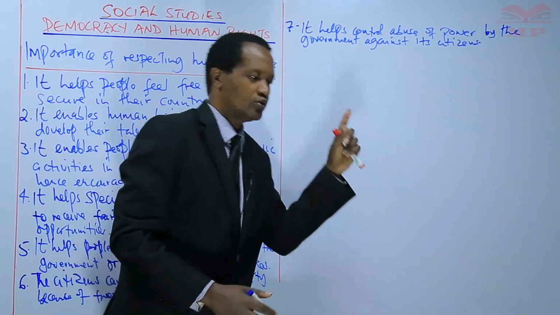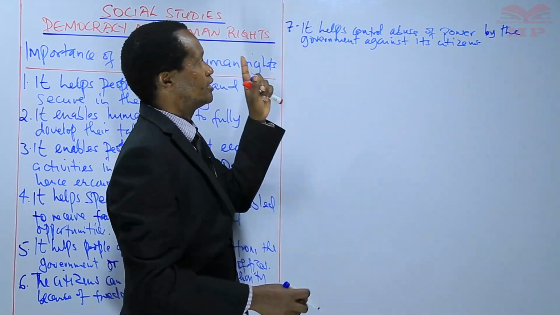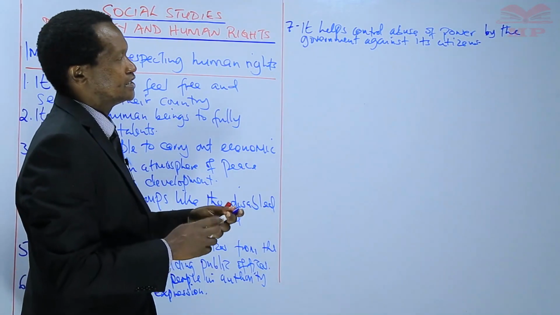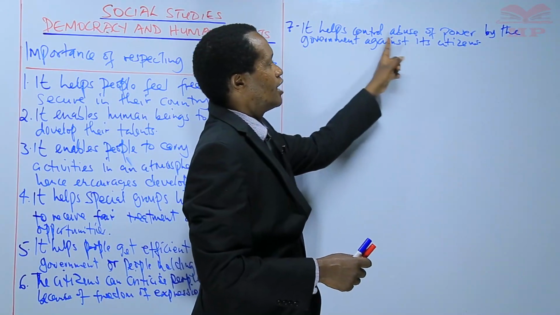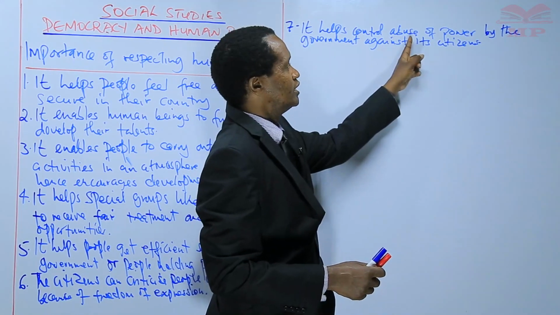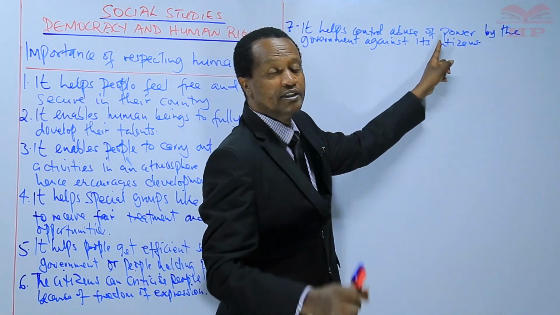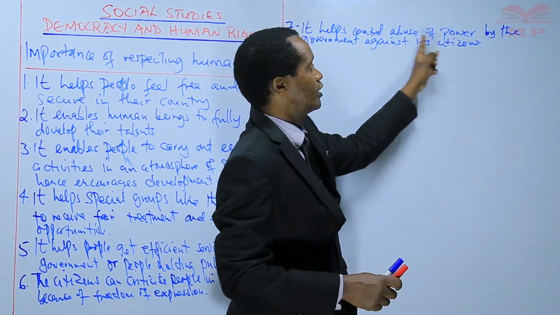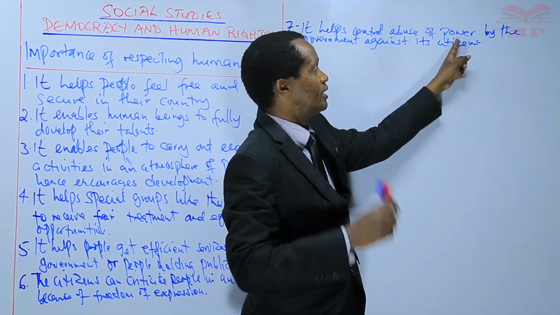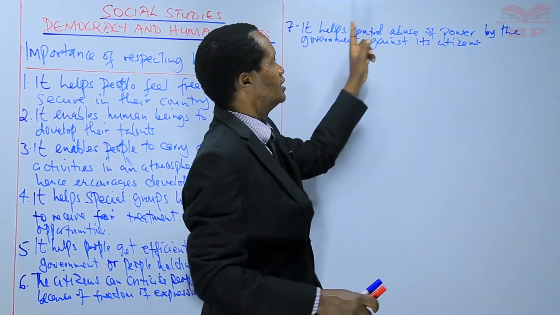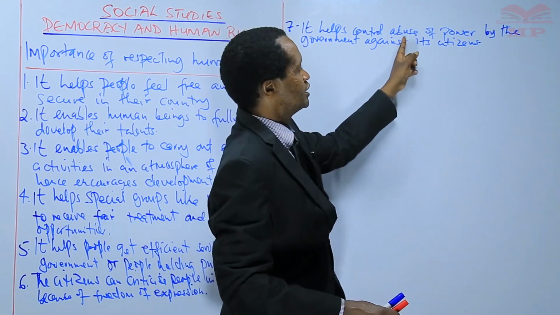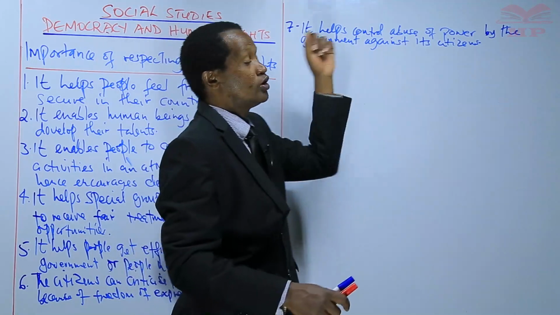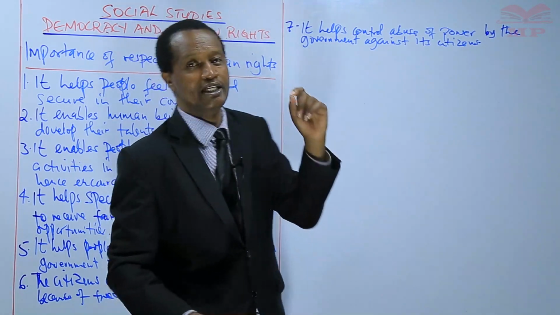Where those officers who wield power, where the government, learners, respects human rights, then that is a way of controlling abuse of power. Abuse of power is where power is used to oppress the citizens. That is abuse of power, where power is not used appropriately. When power is not used in a good way, then we say the one wielding the power is abusing power. So respecting human rights helps control abuse of power by government against its citizens.